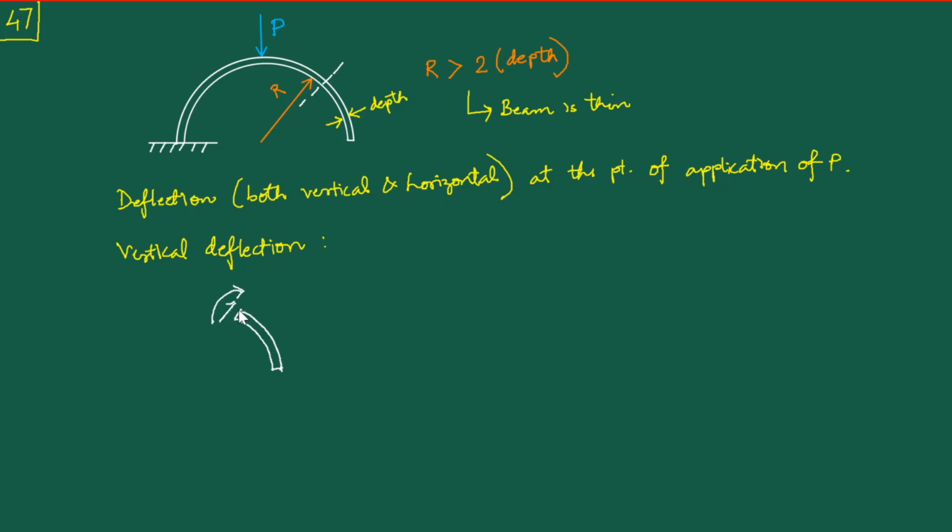Okay, so what do we do? So we consider a cut section here, so that instead of this kind of a free body diagram, which doesn't really give us much, we instead have this portion of the beam now, as a result of this cut.